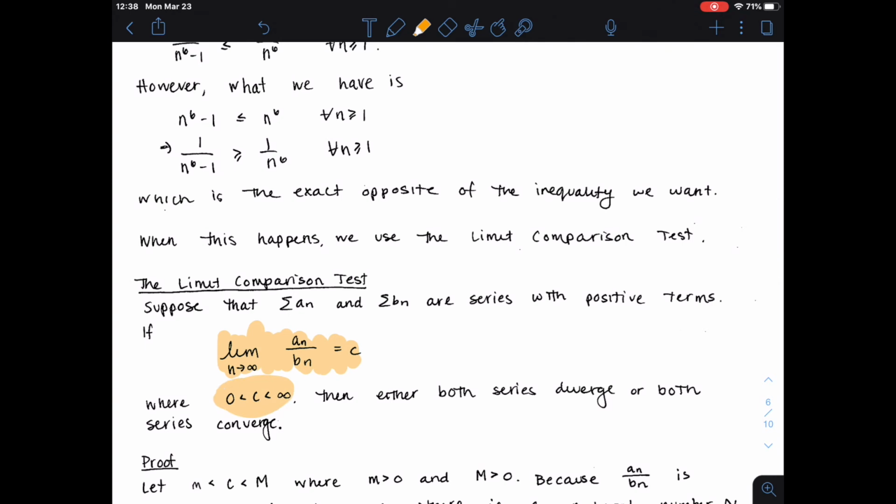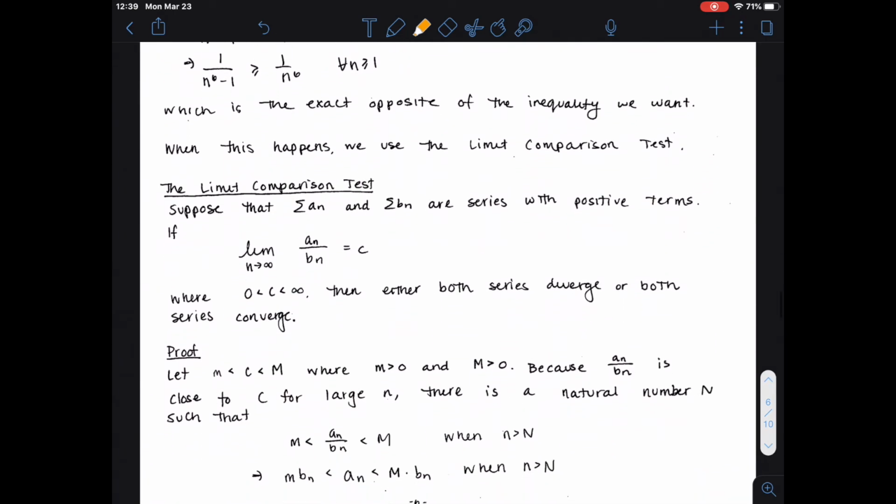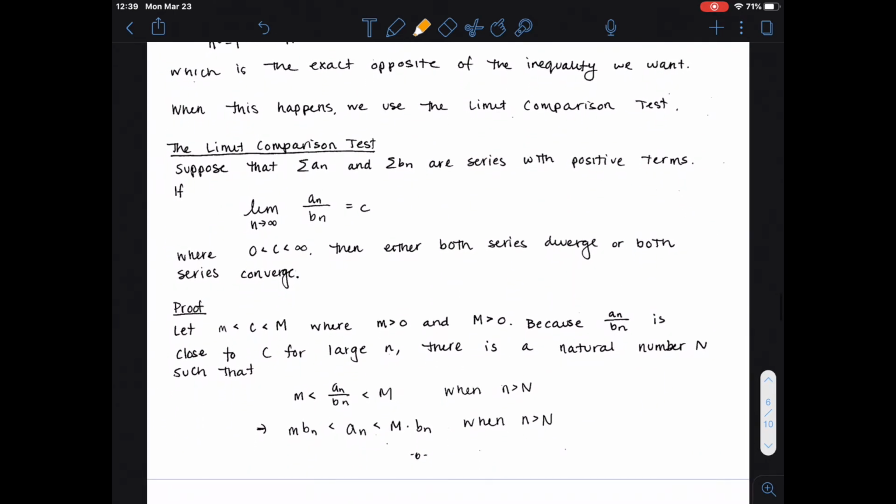This limit has to go to something that is greater than 0. If it goes to 0, you can't use this test. If it goes to infinity, you can't use this test. But if this limit is something positive, then you can say both series converge or both series diverge. And if you know what you're comparing it to is convergent or divergent, you get what happens to your series for free as well. So there's a short little proof that I'll show you.